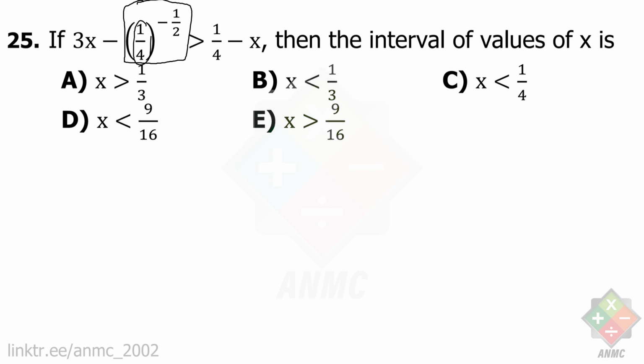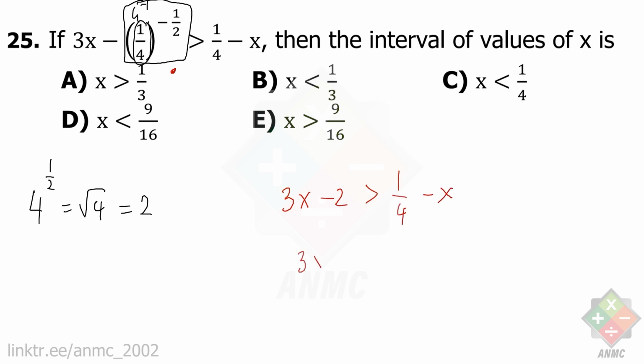The critical part of this question is here. 1 over 4 is 4 to minus 1. Minus 1 times minus 1 over 2, 1 over 2. This means 4 to the power of 1 over 2. This is root of 4 and the result is 2. When you understand this part, you can solve it easily. 3x minus 2 is bigger than 1 over 4 minus x. Let's continue. 3x plus x is bigger than 1 over 4 plus 2. 4x is bigger than 9 over 4, and then x is bigger than 9 over 16. The answer is E.